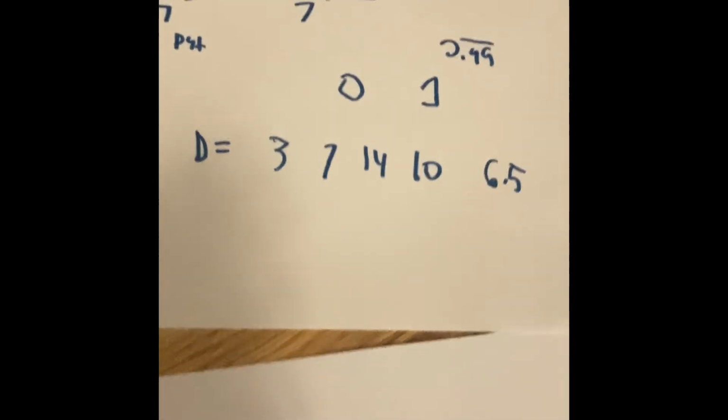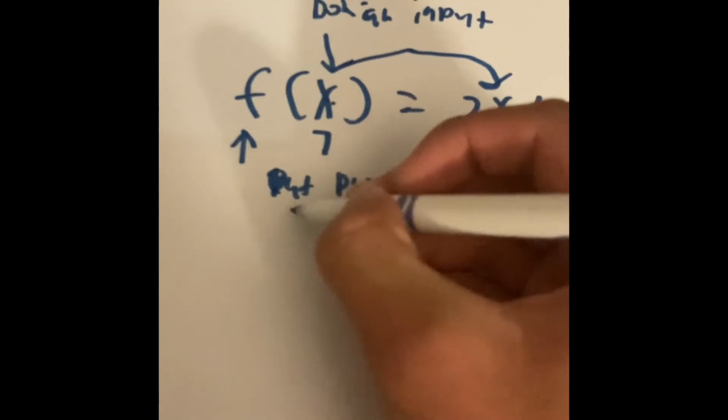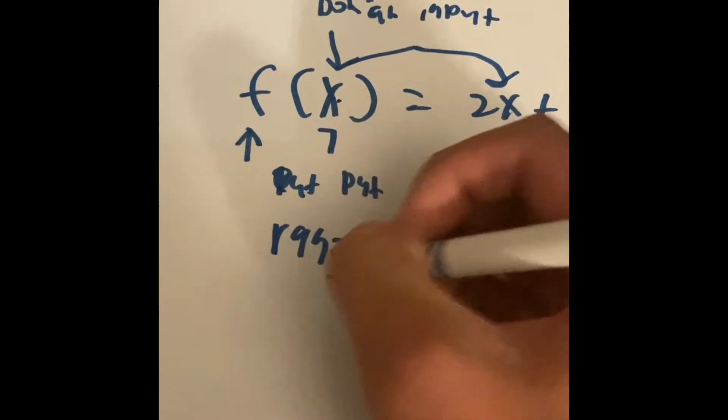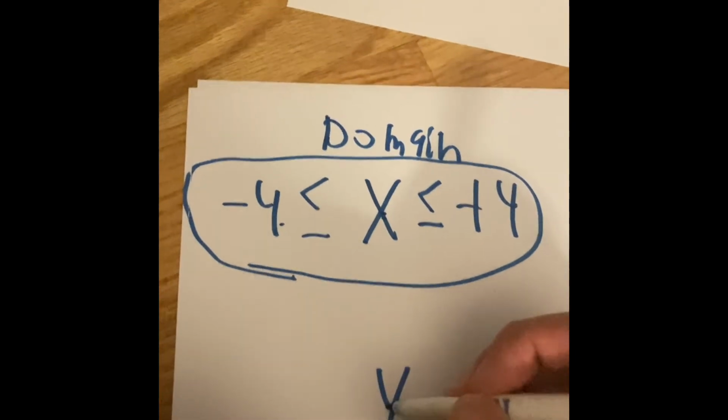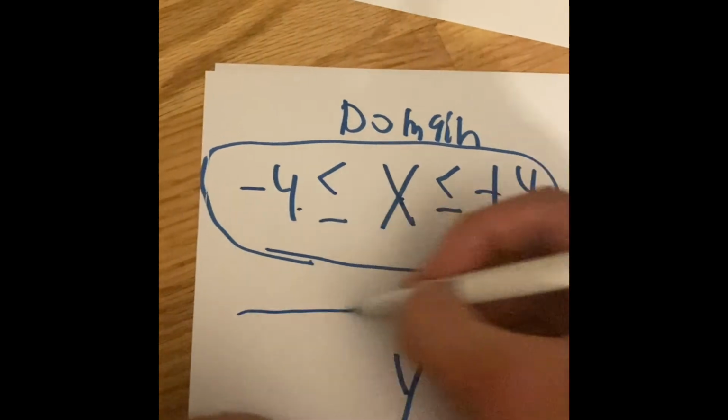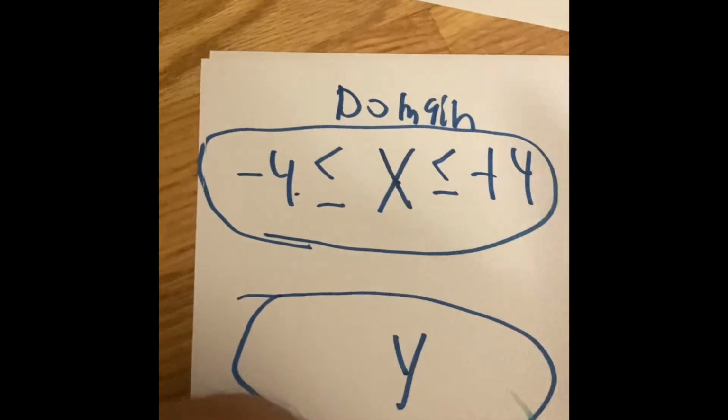But wait, how do we find the output? How do we find the range? So instead of using x, we're going to use y as the range, and your answer will still come out as an inequality.